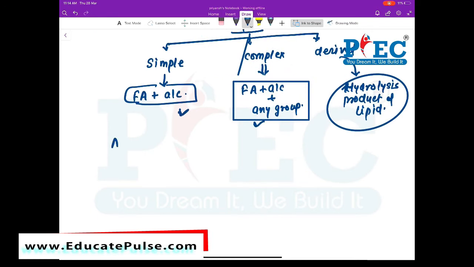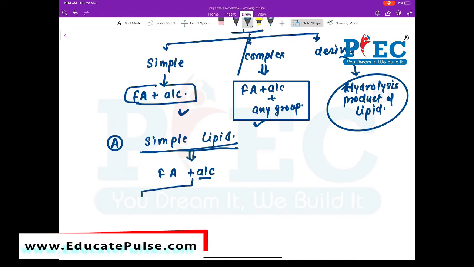Now we will go into detail of the first category, that is simple lipid. The basic constituents, as we know, will be fatty acid plus alcohol. Depending on this alcohol group, simple lipid can be of two types. First is called a fat or oil. Second is called wax.